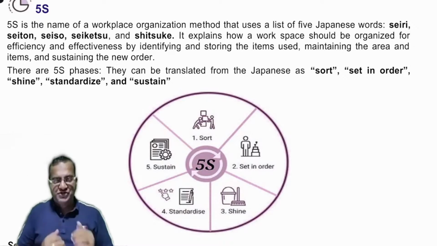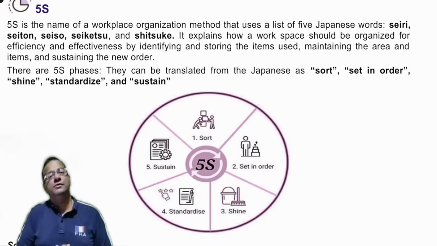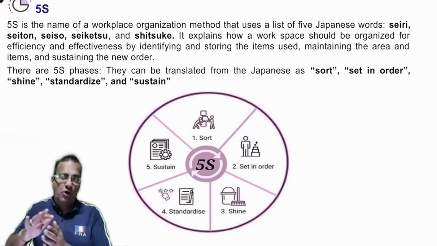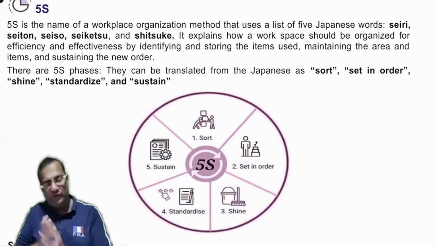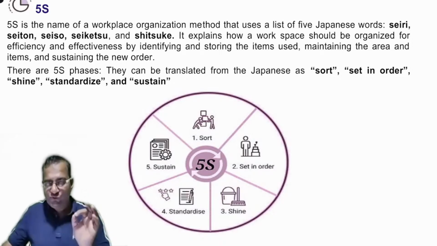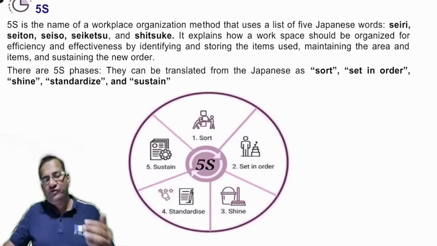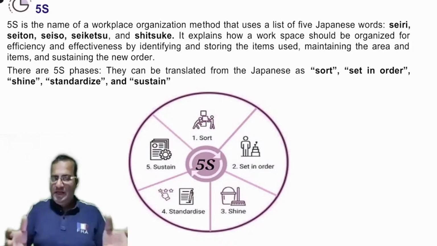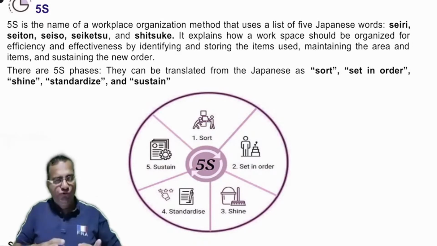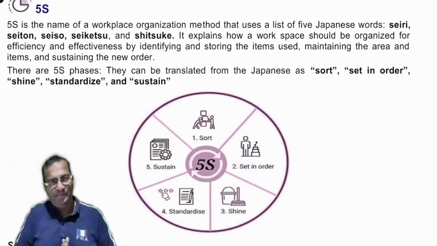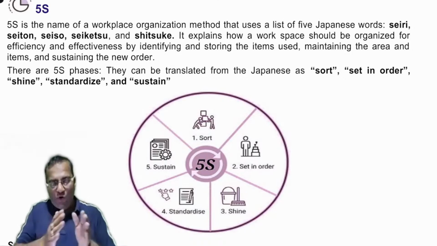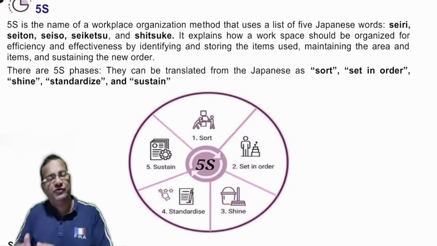Now let's start discussion about each and every word. The first word is sort. Whether you are organizing your office workplace or your production workplace, that is the factory workplace, this very first step is of utmost importance. What do you mean by sorting? Collect all the equipment, tools, and in the office, all the files, etc. and segregate all such equipment, tools, files, etc.